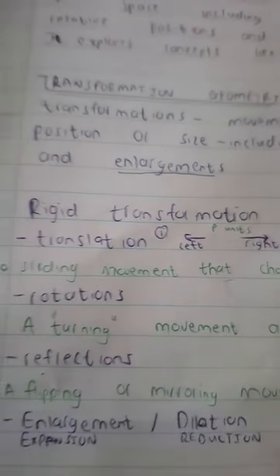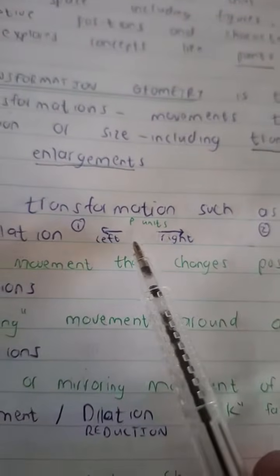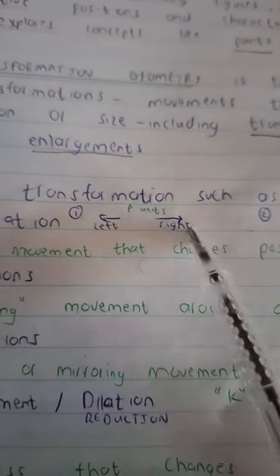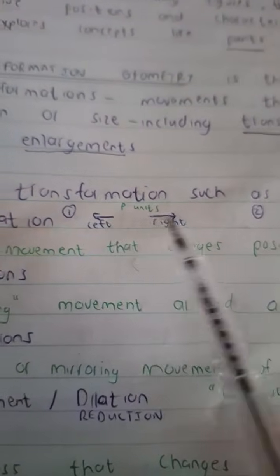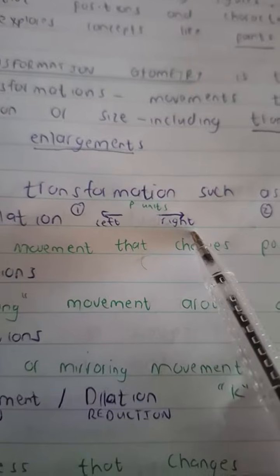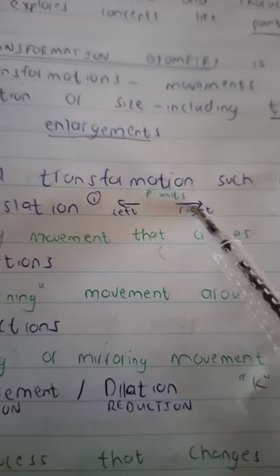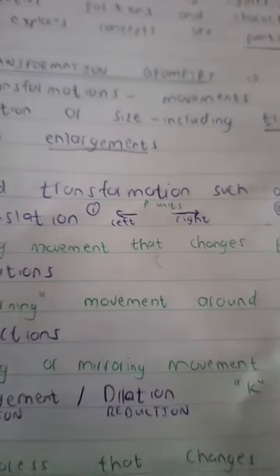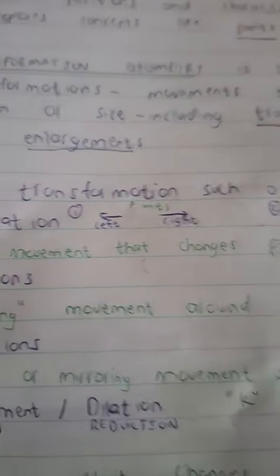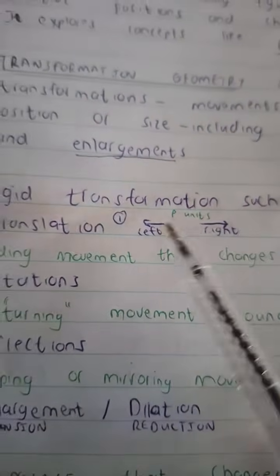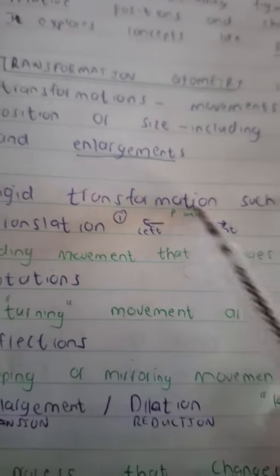or size. So when we look at translation, we look at translation in terms of the sliding movement of a shape or object left or right. So our translation can either be looked at in terms of the movement of that particular figure, object, or shape left or right, P units. The P just means we could basically represent that P with any real number, but for now, with any natural number. But for now, we are going to say P units.